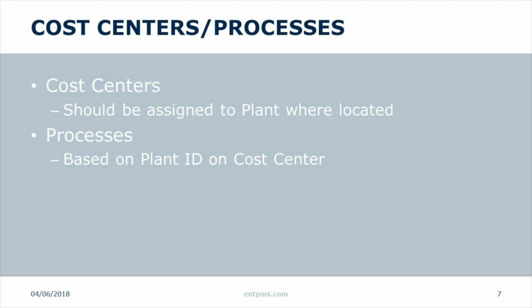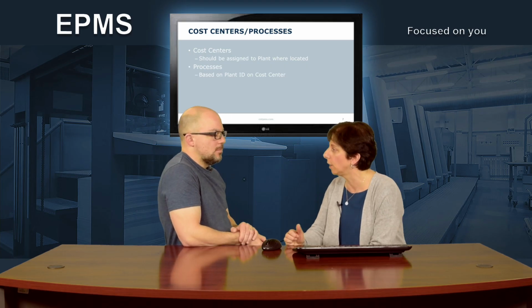With cost centers, they should be assigned to the plant where the particular equipment is located, and the plant ID is assigned at the cost center level. Processes don't have a plant ID, they just follow along with whatever the plant ID is on the cost center.